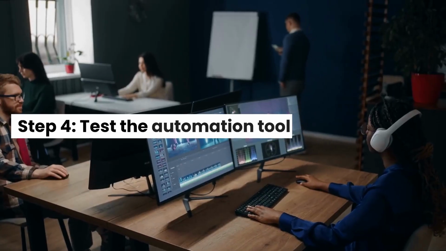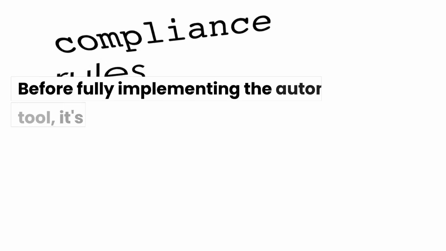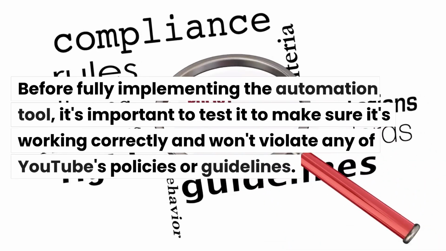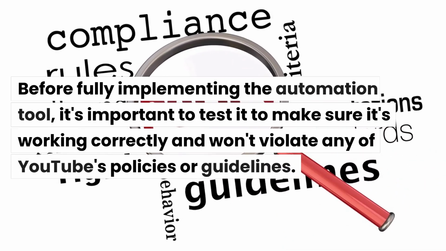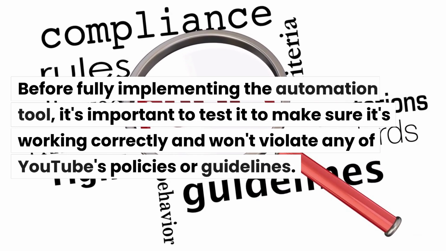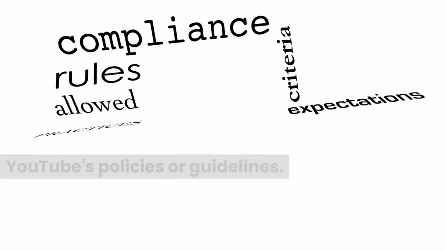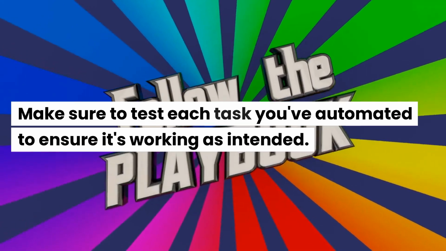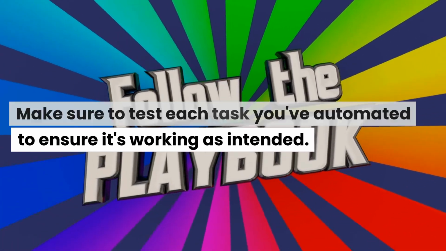Step 4. Test the automation tool. Before fully implementing the automation tool, it's important to test it to make sure it's working correctly and won't violate any of YouTube's policies or guidelines. Make sure to test each task you've automated to ensure it's working as intended.